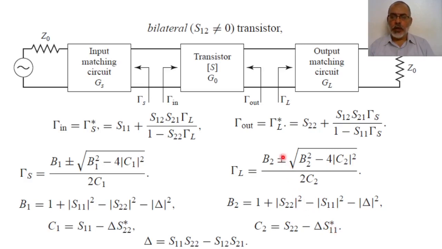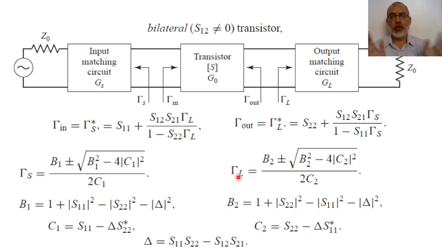Actually, we take the sign plus or minus such that the magnitude of gamma L is less than unity. So, according to the magnitude here, we determine which sign will be taken into consideration for physical interpretation. Okay? So, for the case of a bilateral transistor, there is a value of gamma source and gamma load which will satisfy the maximum gain.